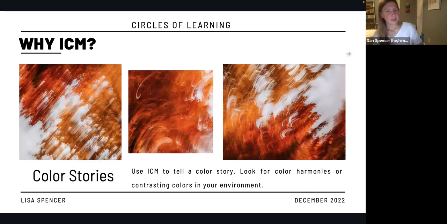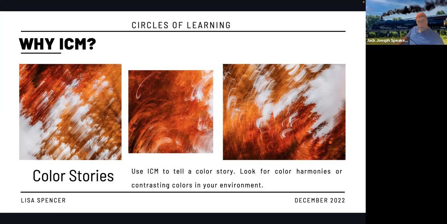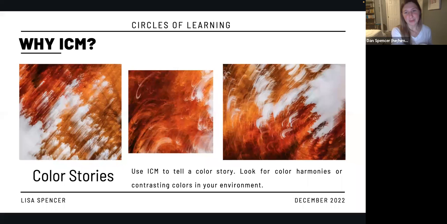You can use ICM to tell a color story. Look for color harmonies or contrasting colors in your environment. This was a ginkgo tree and a red maple side by side at Bloomington High School South at sunset. So this was just the color story. I saw the red and the orange and the yellow. It's also a transitory time of year, and I used ICM to tell that story.